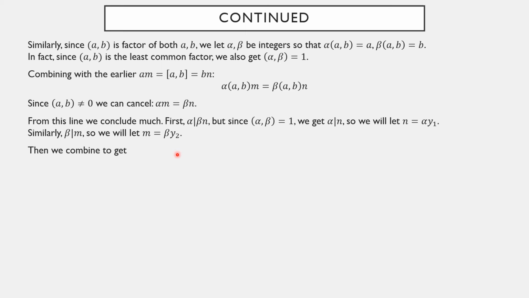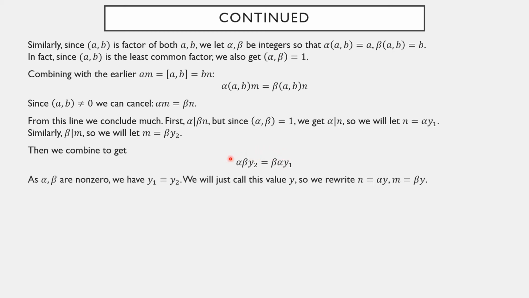We can combine a bunch of pieces that are floating around to get the following. Alpha beta y2 equals beta alpha y1. Where did this come from? Beta y2 is M. This is alpha M. But alpha M is beta N, and N was alpha y1. So from alpha M equals beta N, now we can cancel out the alpha beta and just get y1 equals y2. Whatever this common value is, we're just going to call it y. So wherever I had a y1 or a y2, since they're the same number, we're just going to call it y. So specifically, N is alpha y and M is beta y.